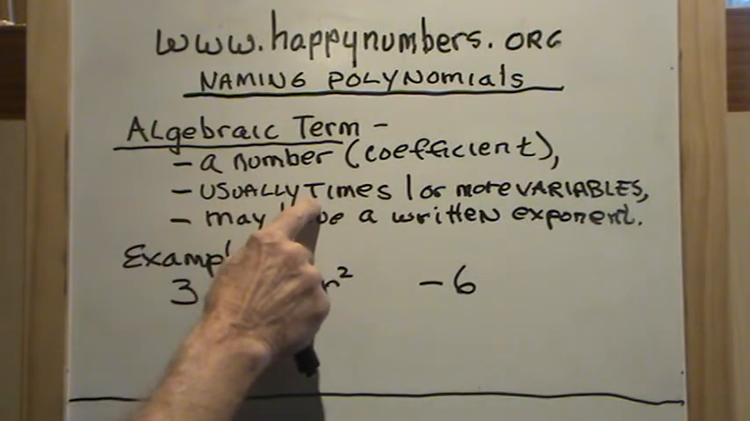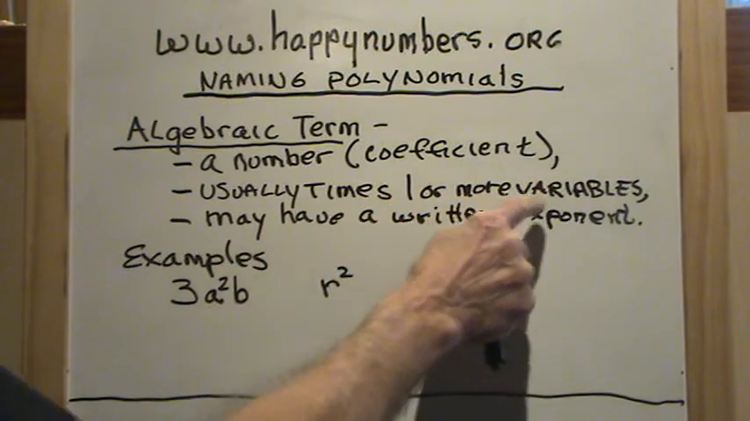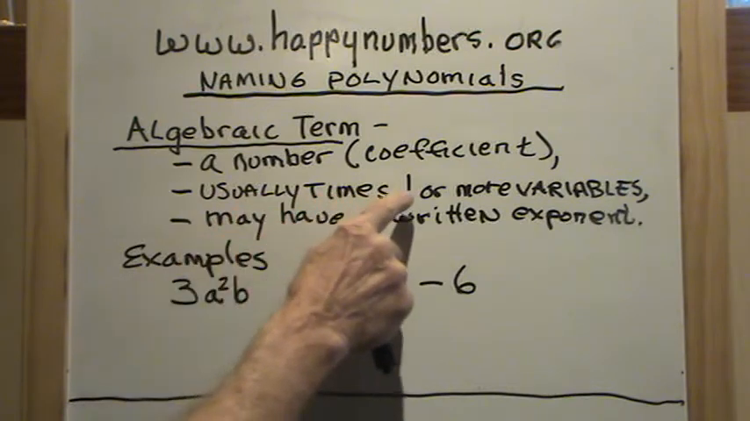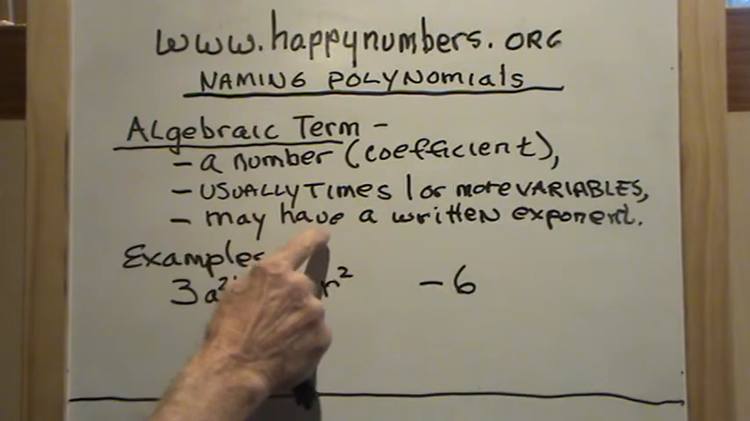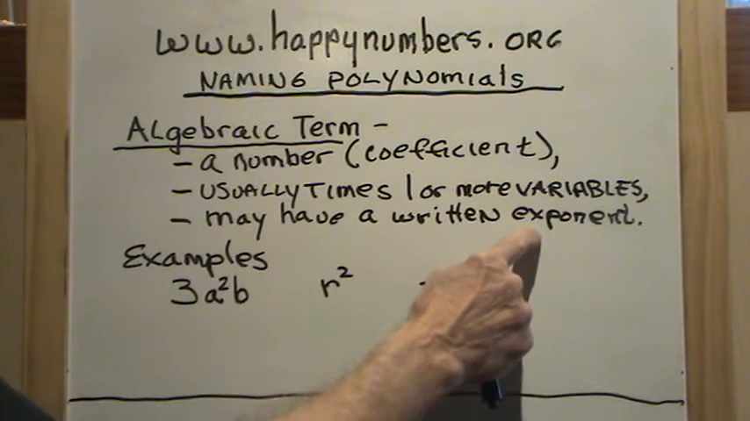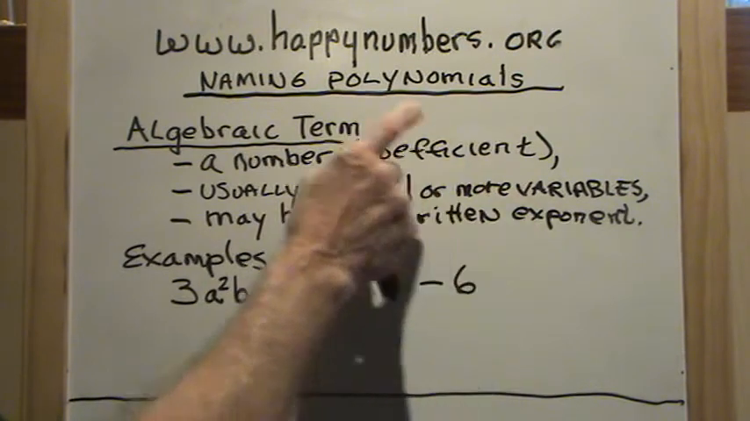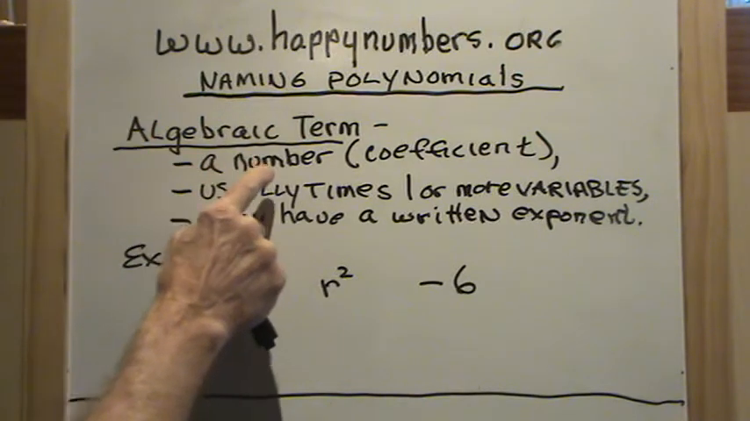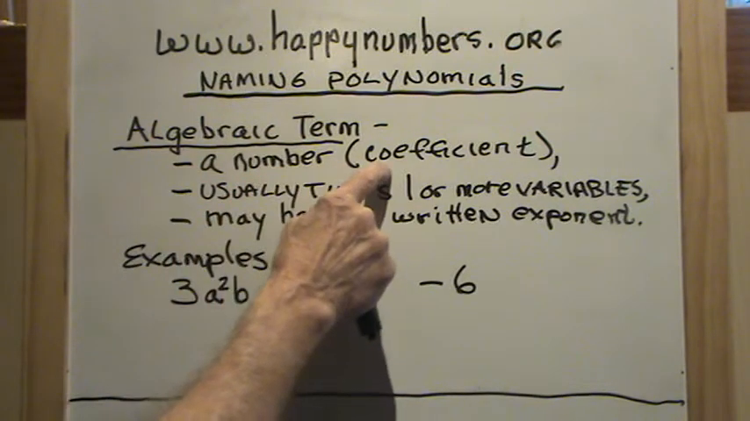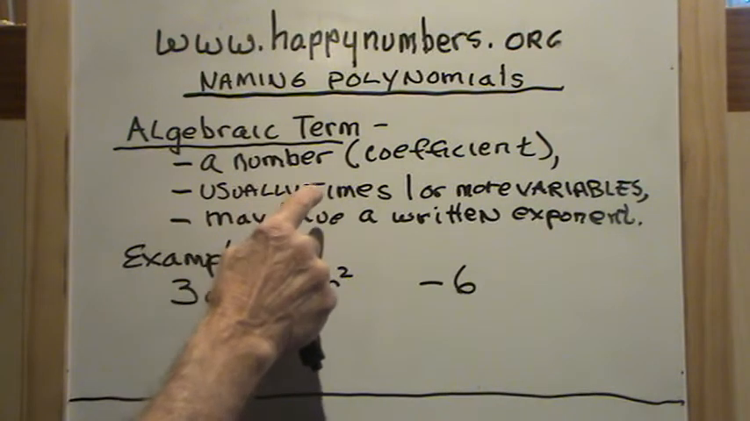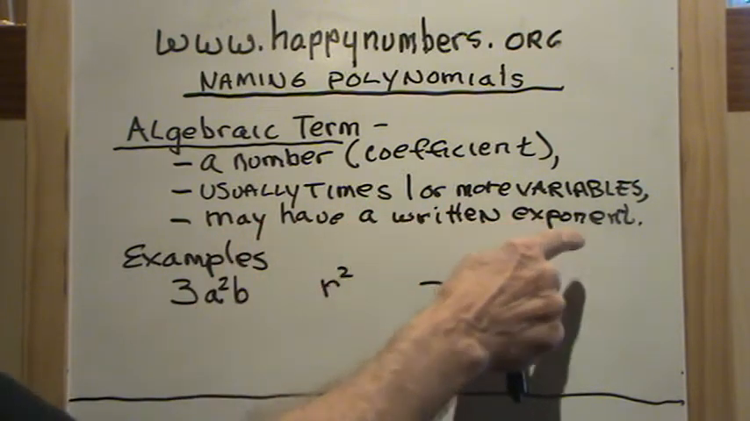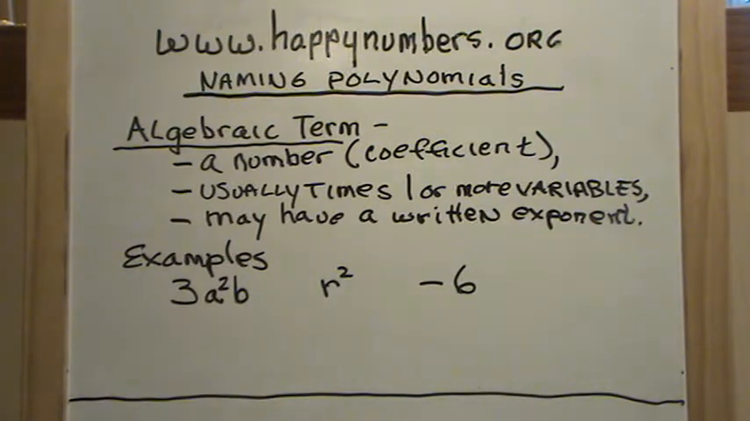Usually it has multiplication of one or more variables, but it doesn't have to, and it may have a written exponent. So an algebraic term usually consists of a number, which we call a coefficient. Usually it will have times one or more variables, and it may have a written exponent. Here are some examples of algebraic terms.